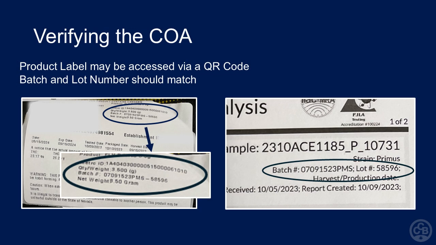Each cannabis product should have a product label attached. The product label may also be accessed via a QR code. You'll first want to verify if you received the correct COA. In the photo on the left, you'll see an example of a product label. The lot and batch number can be found in the upper right-hand corner of the label. In the photo on the right, you'll also see that the batch and lot number correspond with the cannabis product label. This information can also be found in the upper right-hand corner of the COA. If the information does not match, you should inform the bud tender you've received the incorrect COA.